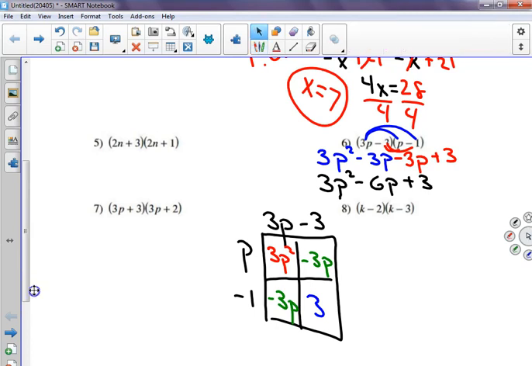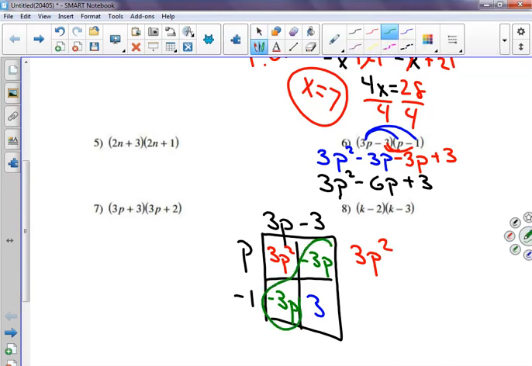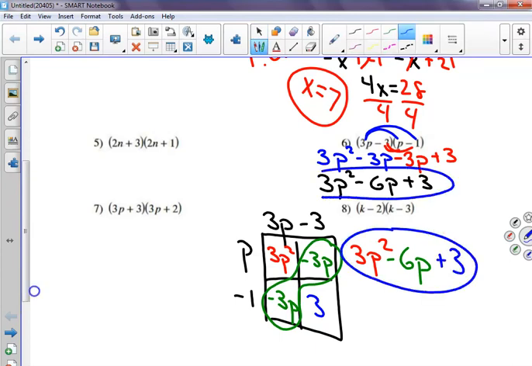So now if you notice, here's my 3p squared. I combine my like terms again still. -6p, and then the 3 is random. 2 ways, same answer. Again, if either works for you, just giving you guys a different strategy.